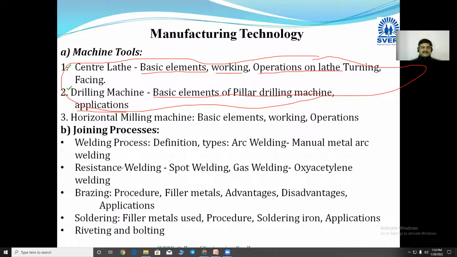And the second thing which we are going to learn is the joining processes. Joining processes means more than two metal parts, more than one metal part, that is 2, 3, 4, 5, we will have to join with each other. Now we can join simple pieces of paper with the help of glue or Fevicol. Am I correct?